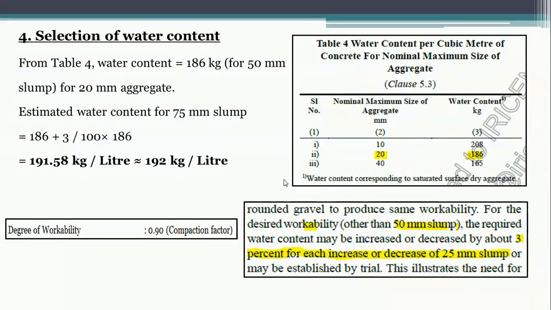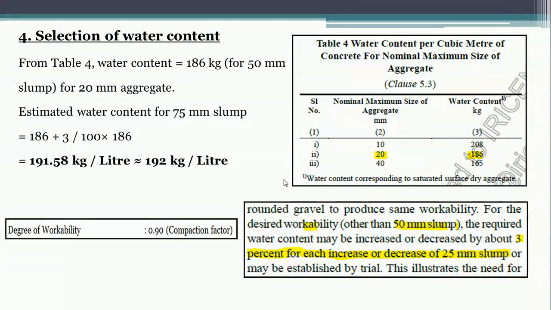Since no chemical admixture is given here, there is no need to assume one. I am clearly telling you, if they tell you to use a chemical admixture, that is superplasticizer, only then can you use that data to reduce the water content. Otherwise, no need to assume that we are using an admixture to reduce the water content, since they have not given any data regarding superplasticizer. So no need to take a percentage to reduce the water content. Directly you can keep it as 192 kg per liter only.